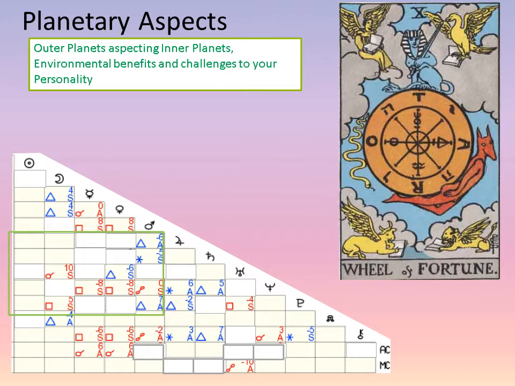That's where you see the inner planets aspecting the outer planets. If you look in the grid, there's the Sun, Moon, Mercury, Venus, Mars, and all the aspects within that square are to the external influences of Jupiter, Saturn, Uranus, Neptune, Pluto.